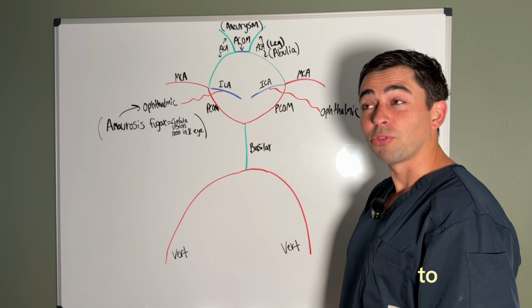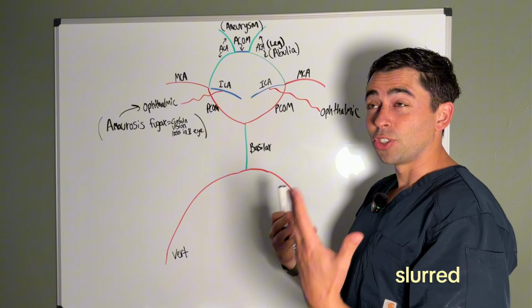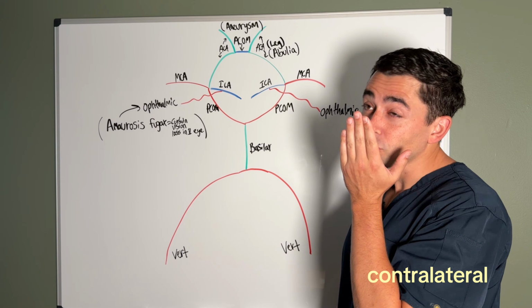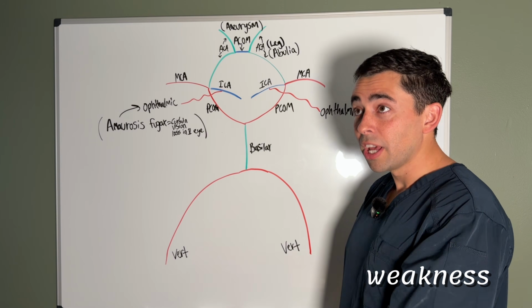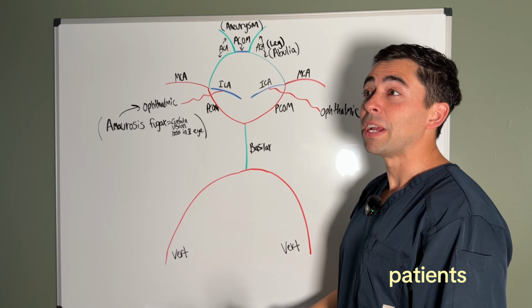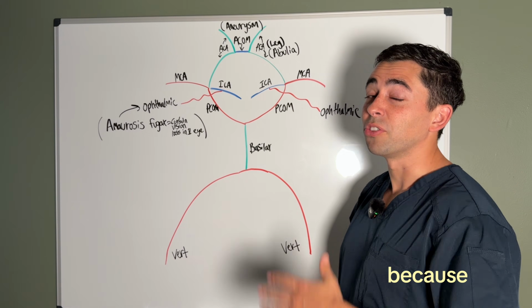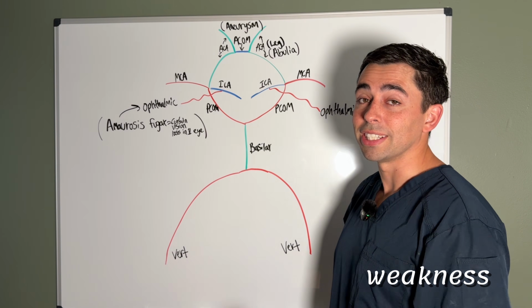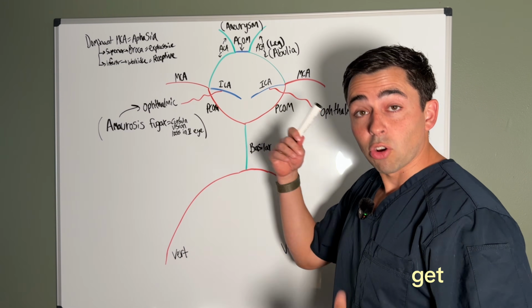It's very common for someone to present with slurred speech because they're going to have face droop, contralateral face droop, and arm weakness. And side note, MCA strokes typically, if it's big enough, patients will need a PEG or feeding tube because of the face and neck muscle weakness. With the MCA strokes, you get cortical signs.